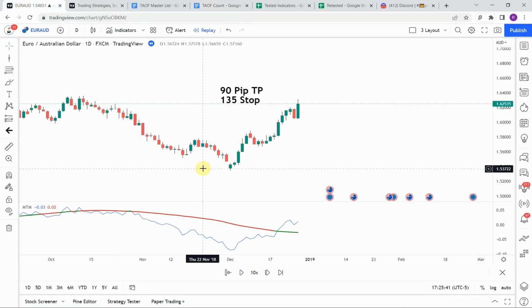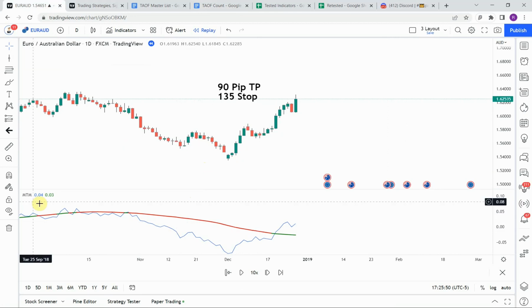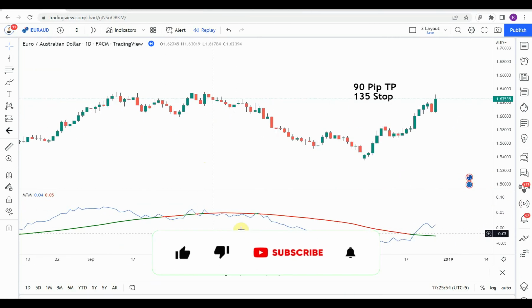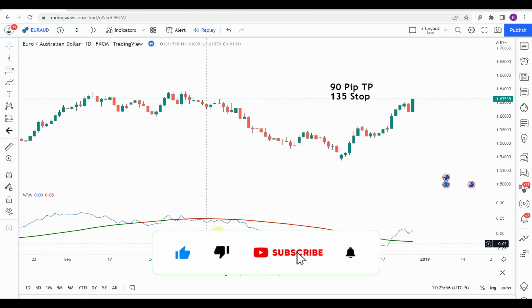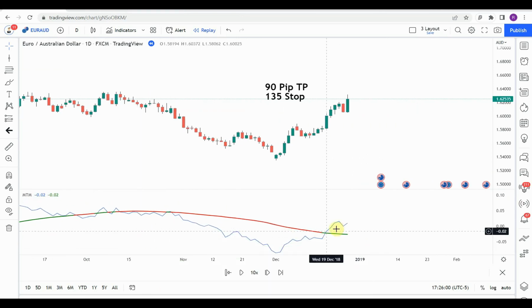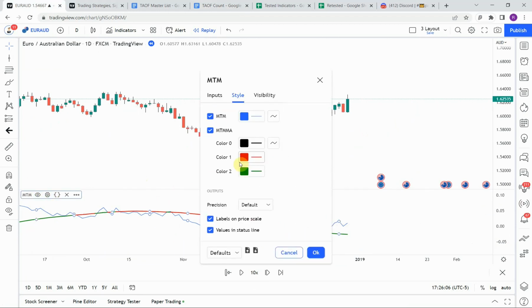Okay, so today's indicator is the MTM momentum indicator, and you can see it here on screen below. The indicator is pretty simple. It basically just consists of these two different lines. What we're looking for is when the faster of the two lines either crosses up above or crosses down below the slower of the two.